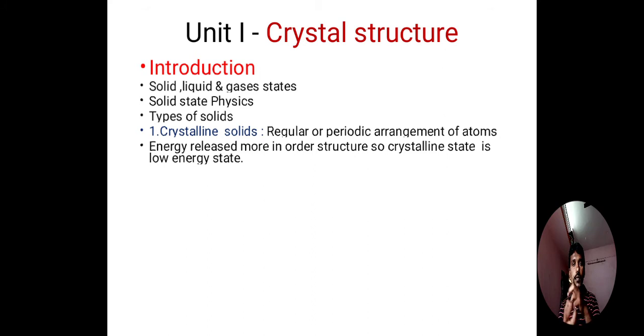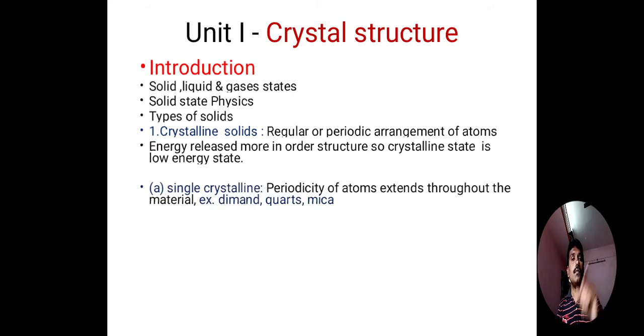Now when such crystalline solids are formed, with such a regular, periodic, fixed arrangement or order of atoms, the solid releases much more energy, and due to that the crystalline state is a low energy state. Again, the crystalline solids are differentiated into two parts: one is single crystalline and another is polycrystalline.